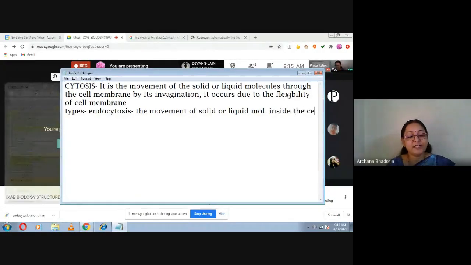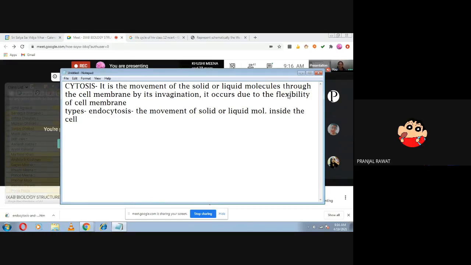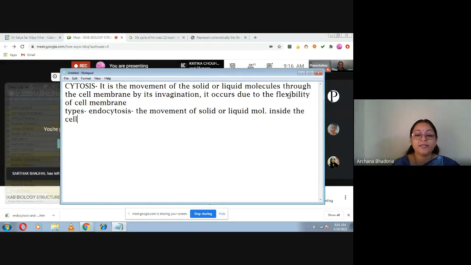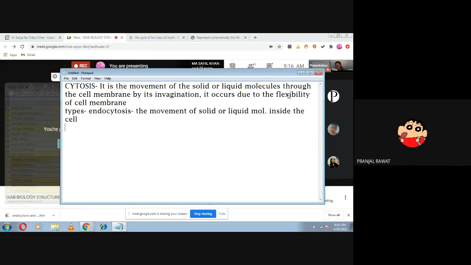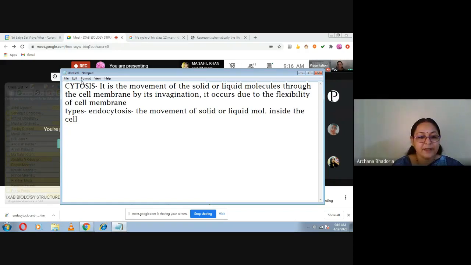Is it very clear what endocytosis is? The transport will be inside. Any solid or liquid molecule will go from outside to inside, through the invagination of the cell membrane. Is it clear? And the second one is what? Exocytosis. Okay, keep numbering, children, so it becomes easy.